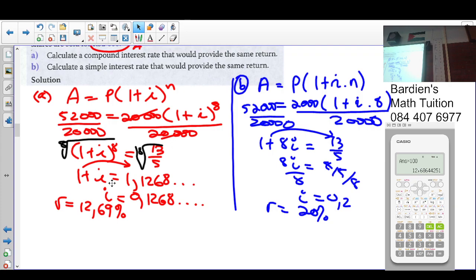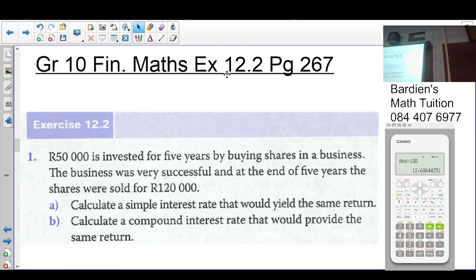You always have to use the number, for example 1 plus i to the exponent 8. I take the 8th root, yes. If you have 1 plus i to the 12, are we going to take the 8th root? No, we're going to take the 12th root, whatever the exponent is on that bracket.